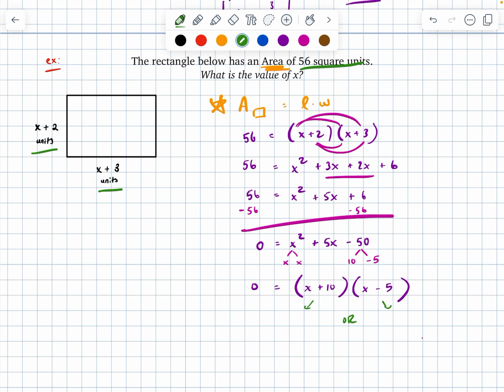All I got to do now that I've got my factored form is some zero property. So either the x plus 10 is my 0 or the x minus 5 is my 0. If x plus 10 is 0, subtracting 10 from both sides, here x is equal to negative 10. If x minus 5 is my 0, add 5 to both sides. Here x is equal to 5, and I'm done. What do you mean? I said, and I'm done. I might not quite be done yet.